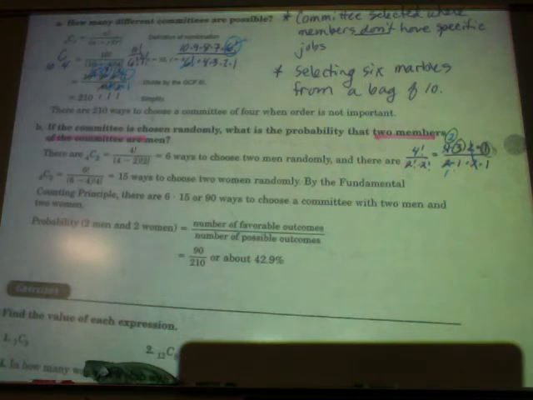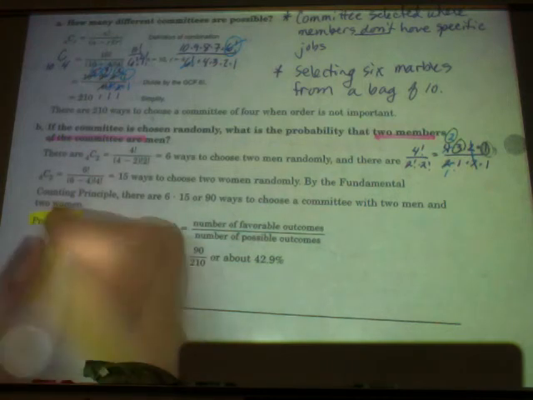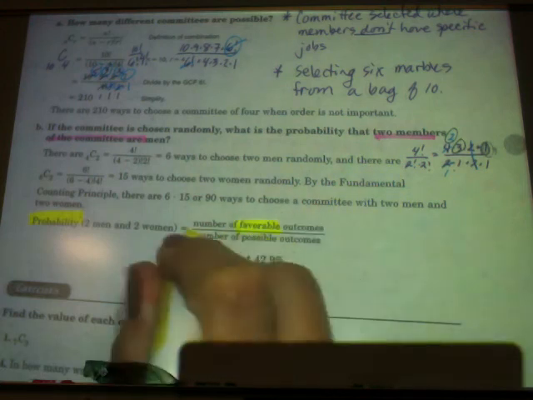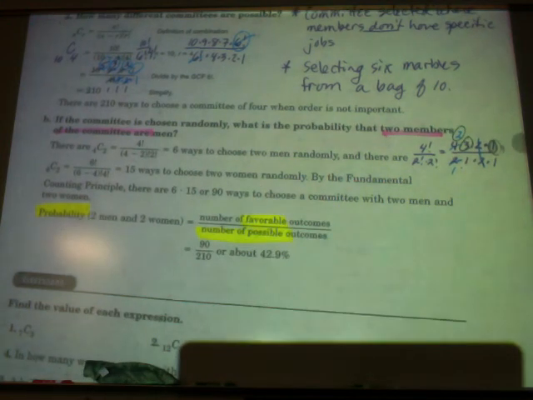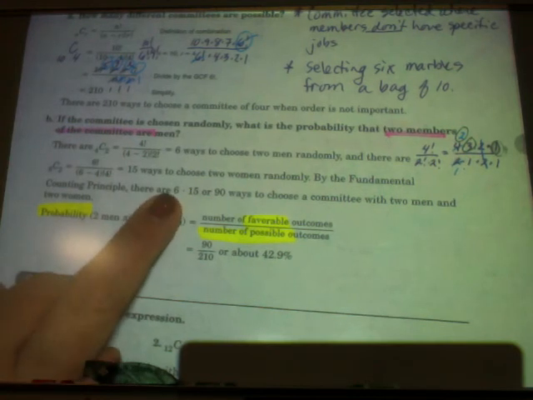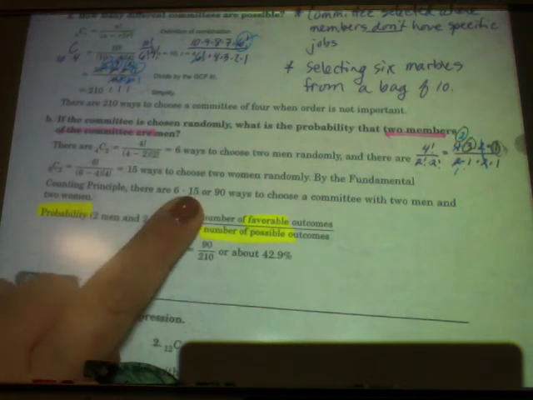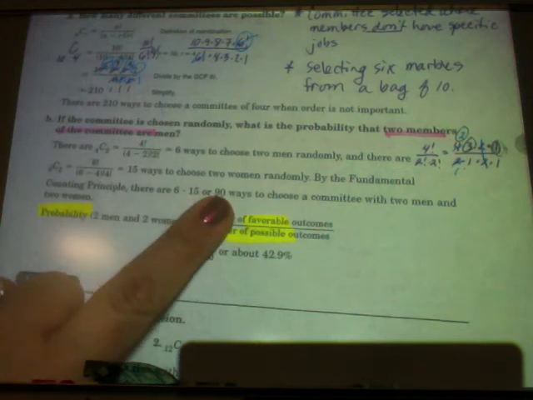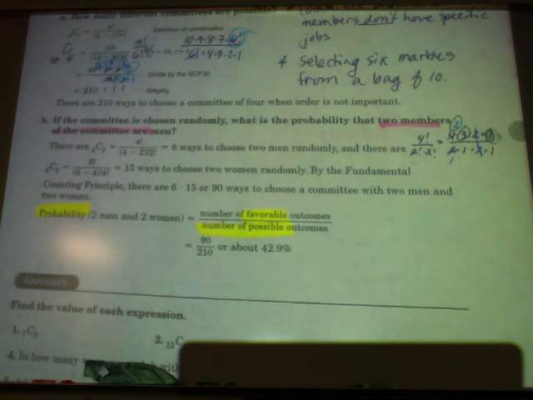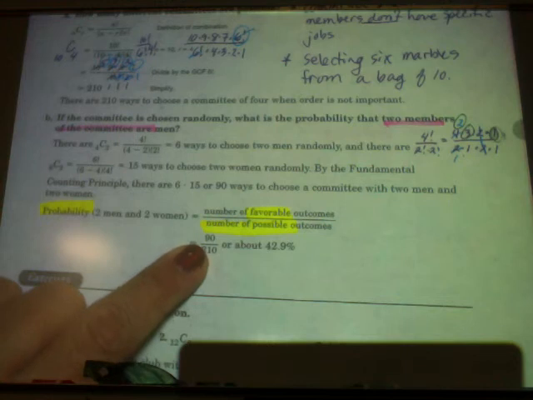And so with your simple probability, so here's your simple probability. We've got favorable over total possible, right? Where'd they come up with 90? Where'd they come up with a 6? So 6 is the number of men, and then what's the 15? The total number of women. So 6 times 15 is 90, so there are 90 ways to choose a committee with 2 men and 2 women, right? And so that's your total favorable outcomes, is that 90.